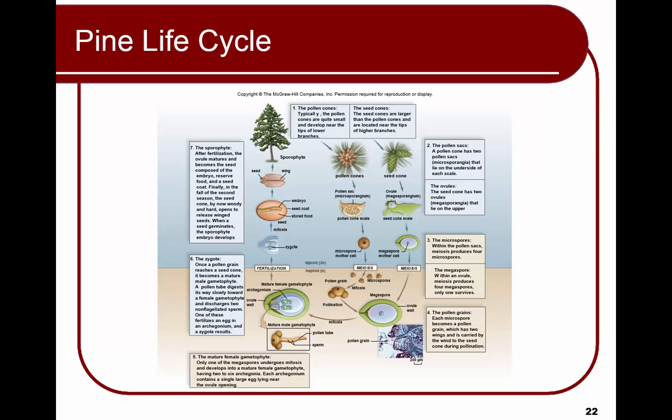And the microspores are within that pollen sac. And so meiosis produces 4 microspores. And you see here that develop into the pollen grains. And it has 2 wings that will carry it by wind to the seed cone for pollination. Now, looking at the seed cone, it has 2 ovules, and the ovules are the megasporangia, and they lie on the upper surface of each scale.